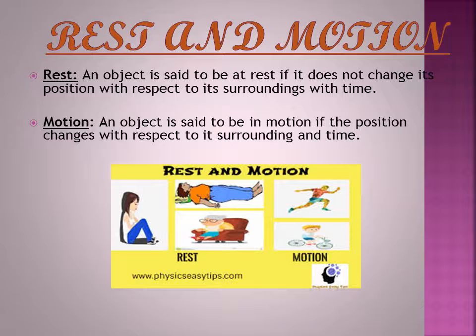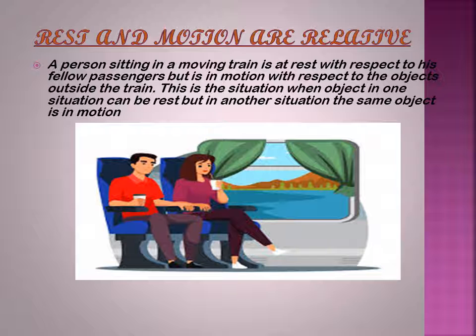Now we move to rest and motion being relative. As we talked about, an object that doesn't move with respect to time is said to be at rest, and an object that moves with respect to time and its surrounding is said to be in motion. But let's have an example of how they are related. A person sitting in a moving train is at rest with respect to his fellow passengers.